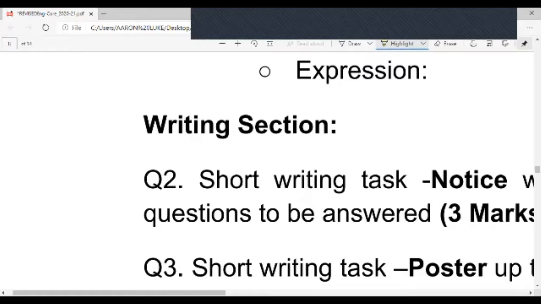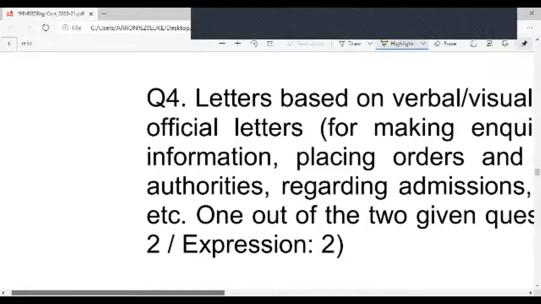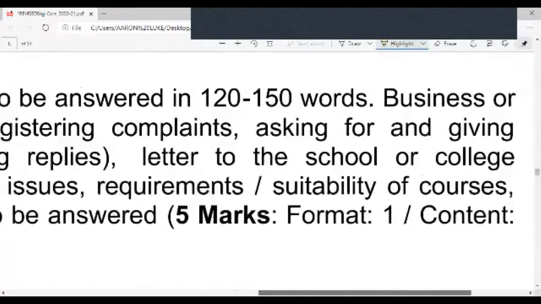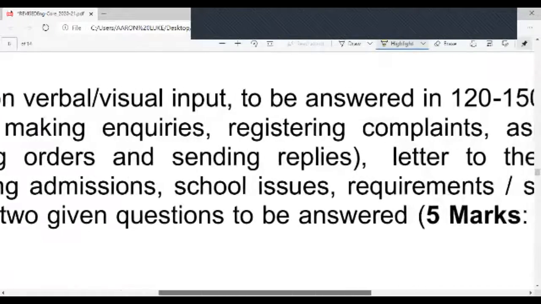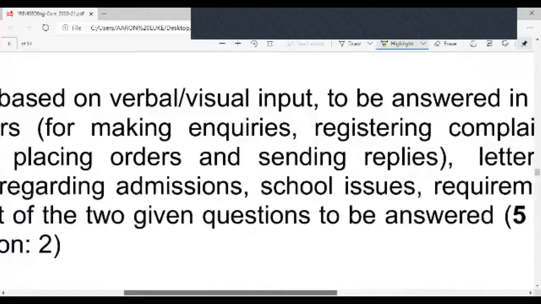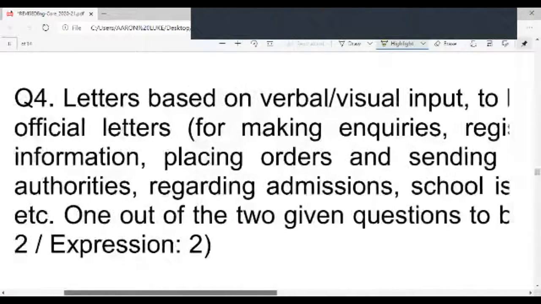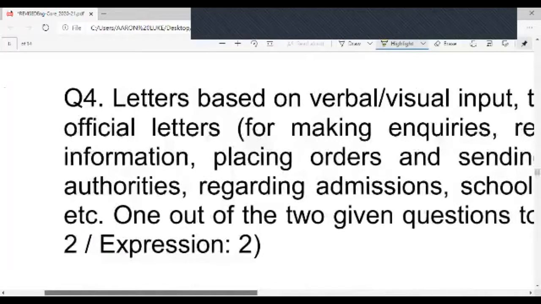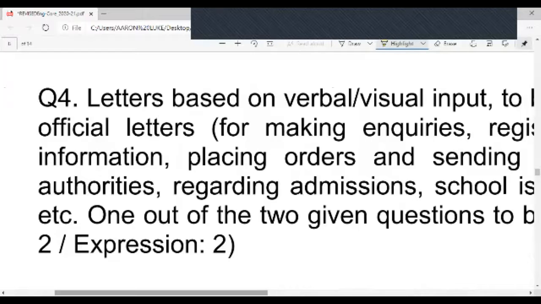No, sir. Okay, fine. So question number 4 is letter writing based on verbal or visual input to be answered in 120 to 150 words. Business or official letters for making inquiries, registering complaints, asking for and giving information, placing orders and sending replies. Letter to the school or college authorities regarding admission, school issues, requirements, suitability. Two questions of any of these two kinds will be asked, of which you have to write one question.